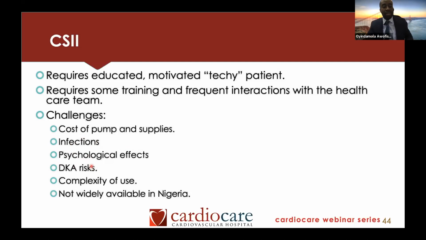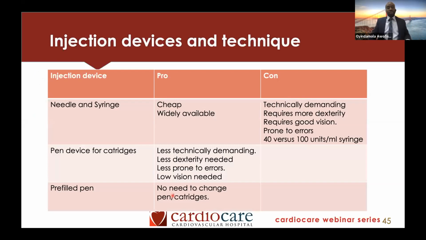Of course, there's the risk of diabetic ketoacidosis in case there's tubal blockage or kinking of the tube. And it's a bit complex to use, even though for most people, once they get the hang of it, they actually really love it. Of course, it's not widely available in Nigeria. Most of the few I've seen were brought in by patients that were started on it outside the country. So we've talked about insulins, we've talked about the insulin regimens. We are talking now about the injection devices, the things we use to inject insulin, which I think we know this already.